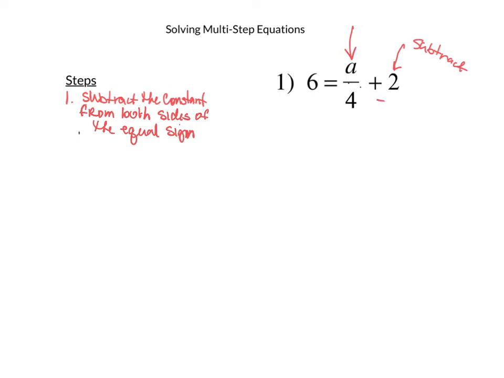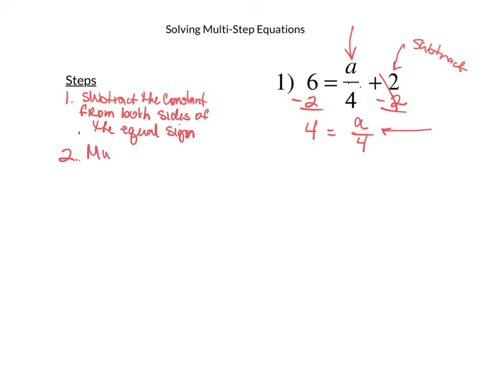So we're going to subtract 2 from here. I'm going to subtract 2 from here. This cancels. 4 equals A over 4. And now, because this is a fraction, we still need to get the variable by itself. It's a fraction, which means division. We're going to do the opposite. And the opposite of division is multiplication.